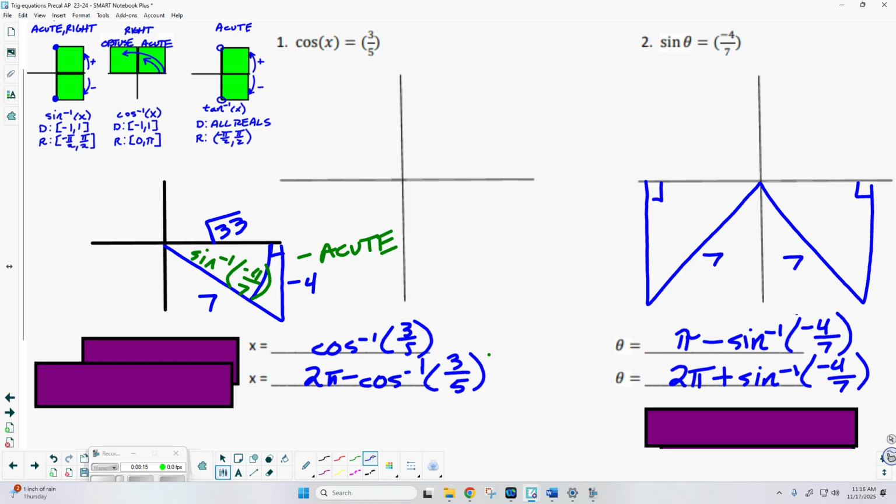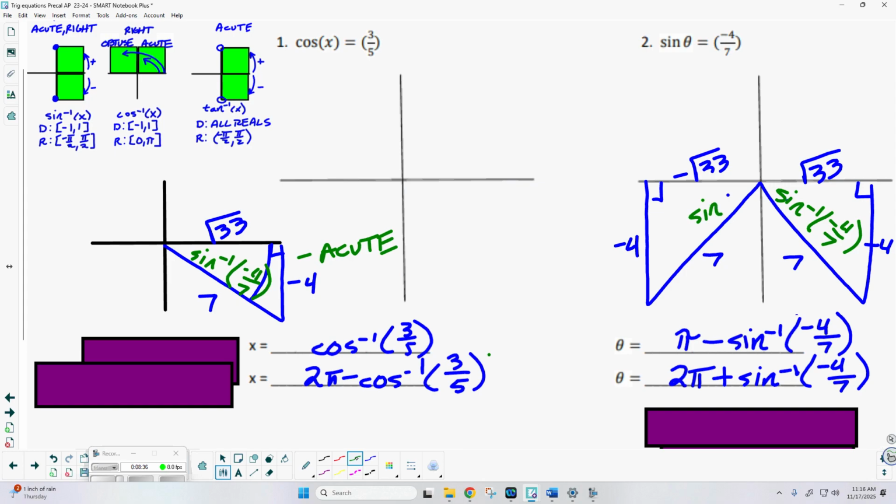So we have a hypotenuse of 7, height -4. That's a negative, square root of 33. And this is the square root of 33. And these two reference angles, they are that sine inverse that we just had. Sine inverse of a negative, what was it, 4/7? Yeah.